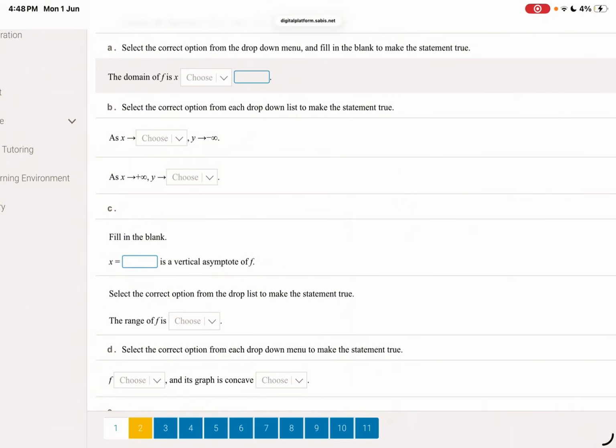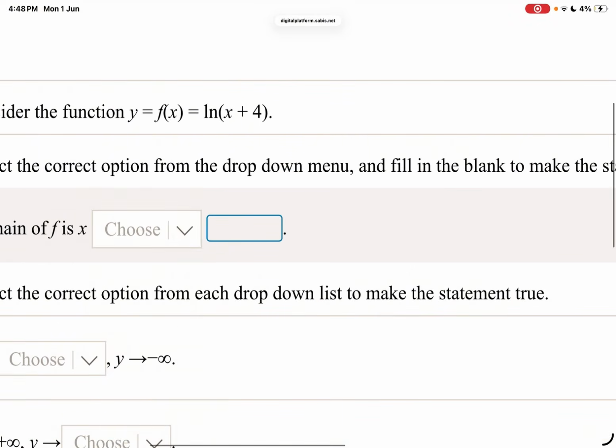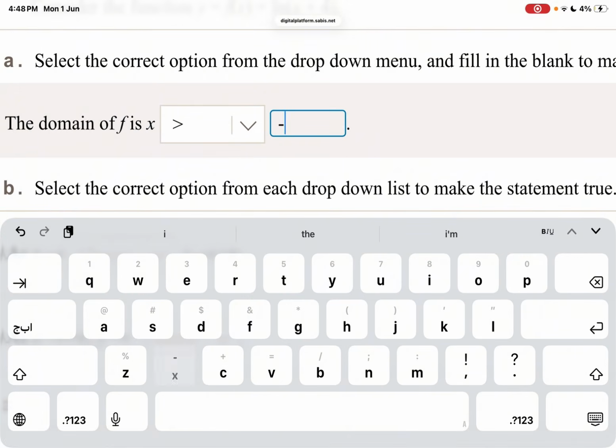Now moving on to question number 2. Here they gave us the function y is equal to f of x, which is equal to ln of x plus 4. To find the domain, you take the expression and set it greater than 0. So x plus 4 is greater than 0, move the 4. So x is greater than negative 4.